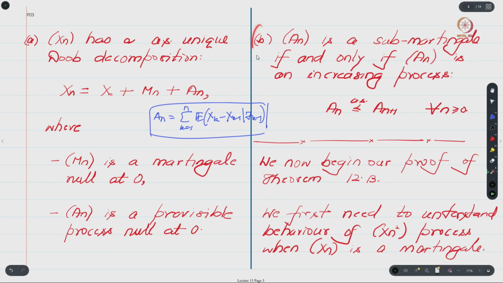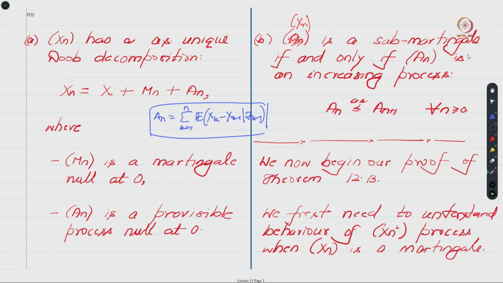And then we had this additional statement which said that this predictable process, sorry, I should make a correction here. This should not be An, rather it should be Xn. Okay, so the statement said that Xn is a sub-martingale if and only if the predictable process An is an increasing process, that is An is less than or equal to An plus 1 almost surely. So this is if and only if Xn is a sub-martingale, then this will hold, and the converse statement is that if your predictable process turns out to be increasing, then your Xn will also be a sub-martingale.